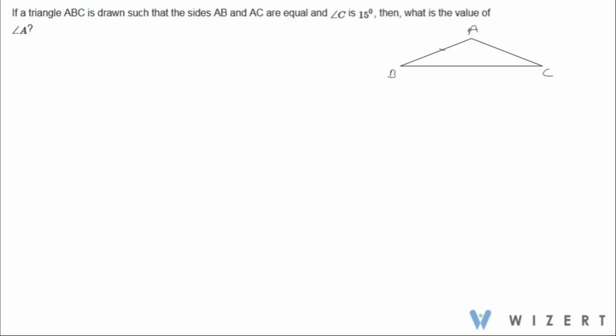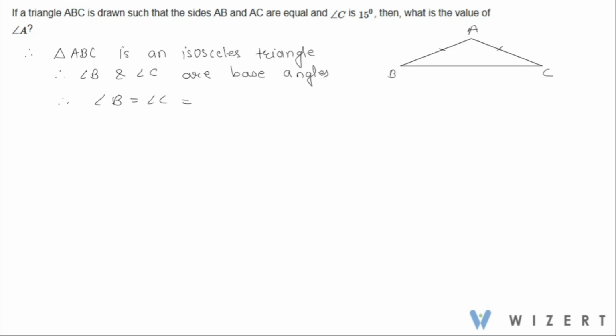We are given that AB is equal to AC. Therefore, triangle ABC is an isosceles triangle. Therefore, we can say angle B and angle C are base angles. Therefore, they have to be equal. And angle C is given as 15 degrees. Therefore, both are equal to 15 degrees.